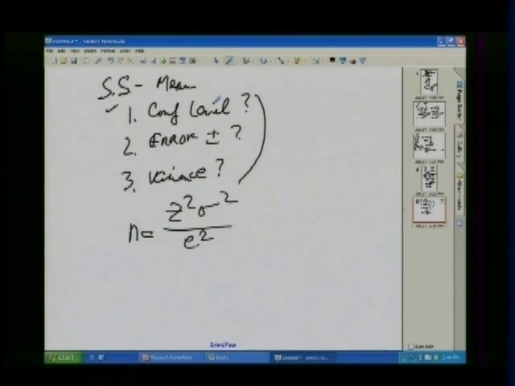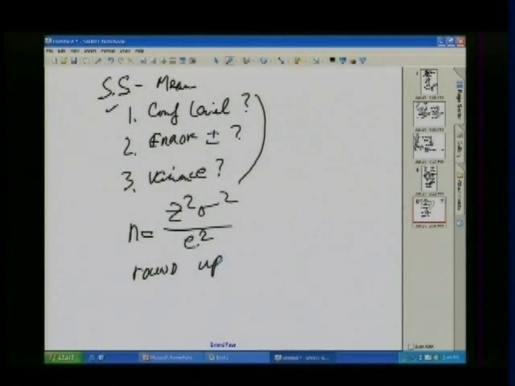So E is squared, sigma is squared, z is squared. If you don't square each of those, it will give you an incorrect result. Also, whenever you do a sample size problem, remember we always round up.